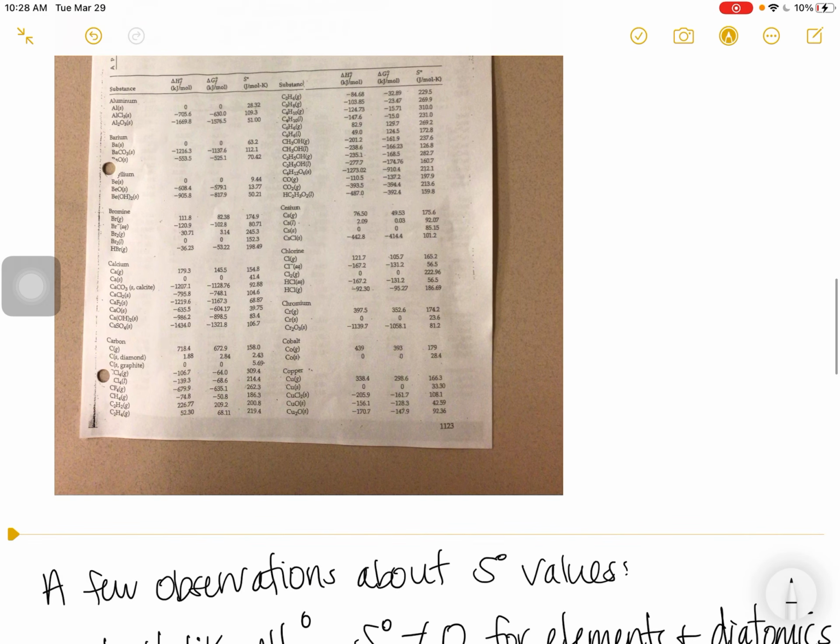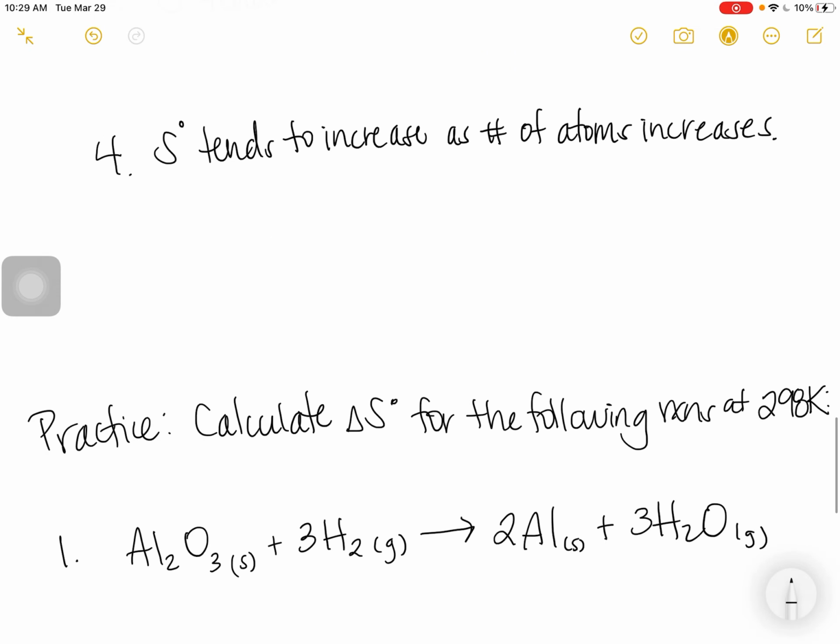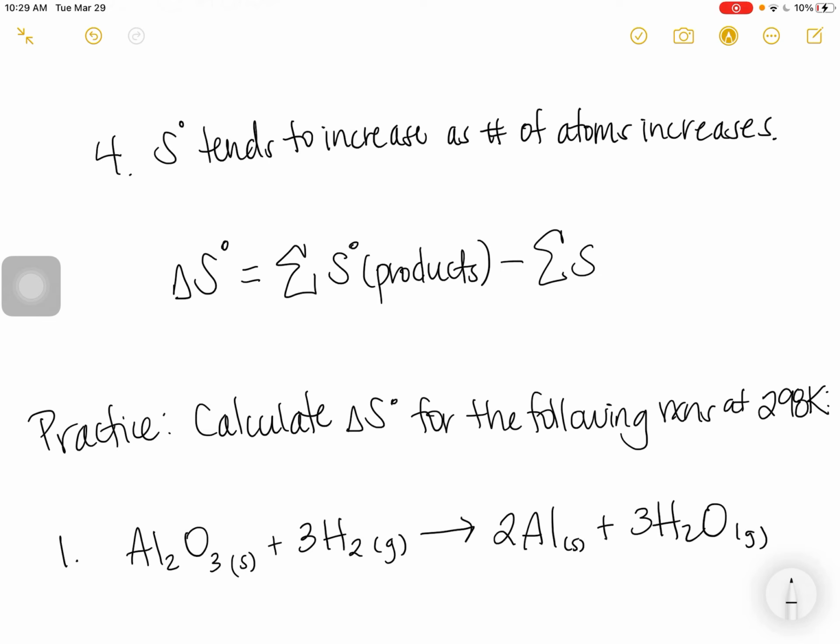If you can remember doing this with delta H, it was one of our 4 ways to find delta H, which we called P minus R. The same thing is going to be true for delta S. So delta S for any reaction at standard conditions is going to be the sum of the entropy values of my products minus the sum of the entropy values of my reactants. And again, this is what I refer to as P minus R.